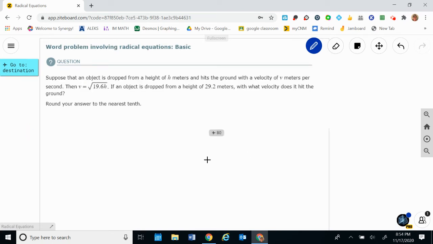All right, word problems. All this is plugging it into the calculator, you guys. Just figure out which one they're giving you, whether they're giving you h or v. So an object is dropped from a height of h. It hits the ground with a velocity of v. There you go. And here's your equation. Write down your formula first. Formula, substitution, resolution, guys, will save your life. I promise you.